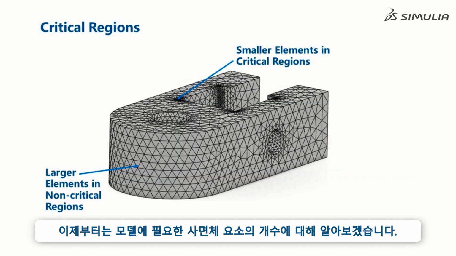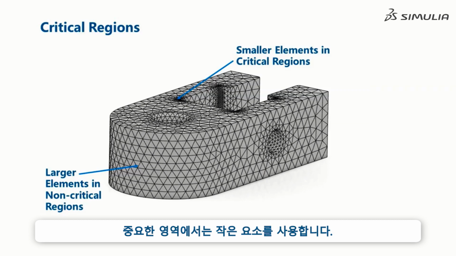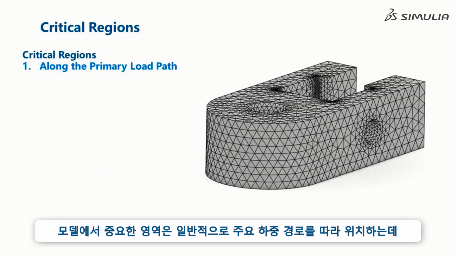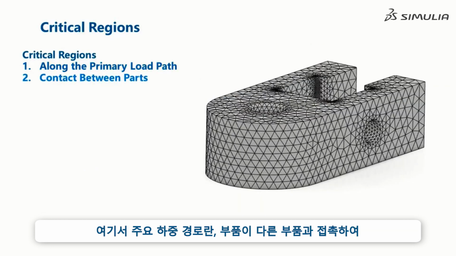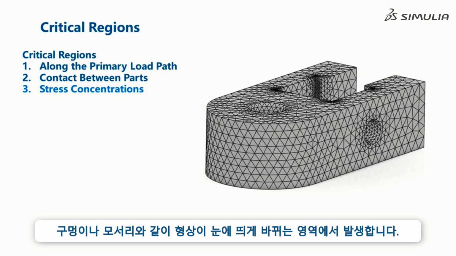We are now ready to start discussing how many tetrahedral elements we need in a model. Generally speaking, we use larger elements in non-critical regions, and we use smaller elements in critical regions. But how do we identify a critical region? The critical regions of a model are typically along the primary load path, where the part contacts another part, and in stress concentrations. Stress concentrations typically occur where the geometry changes significantly, like at holes or corners.